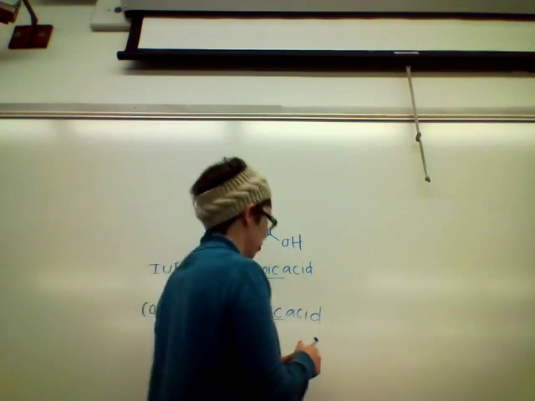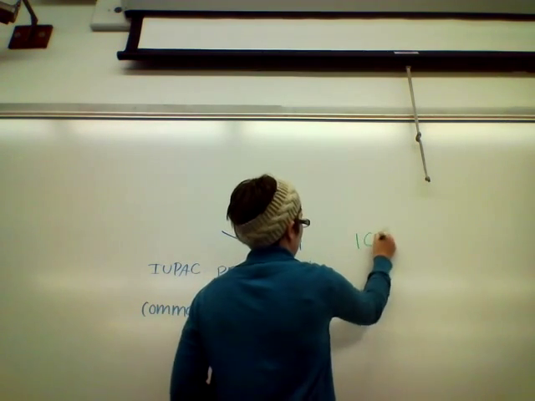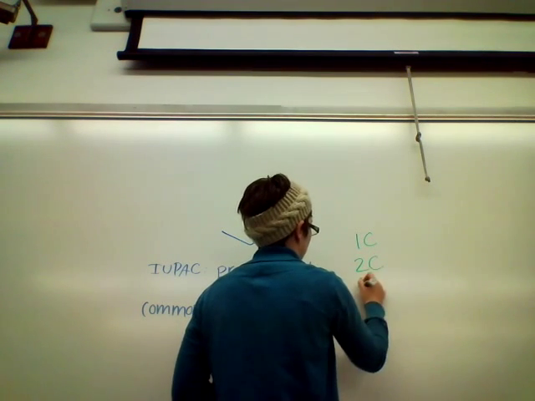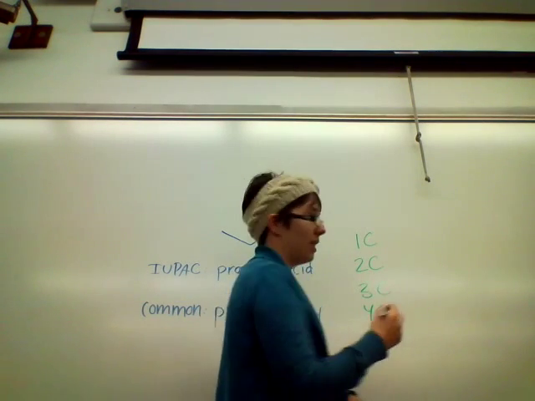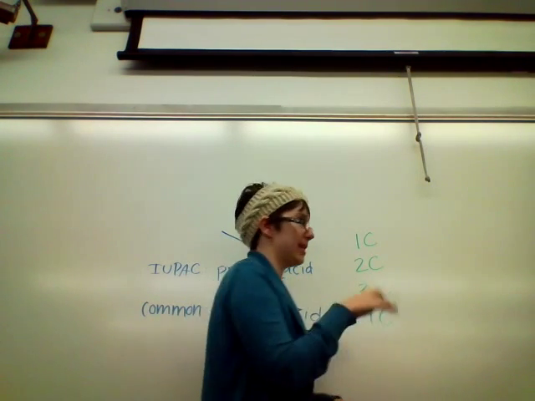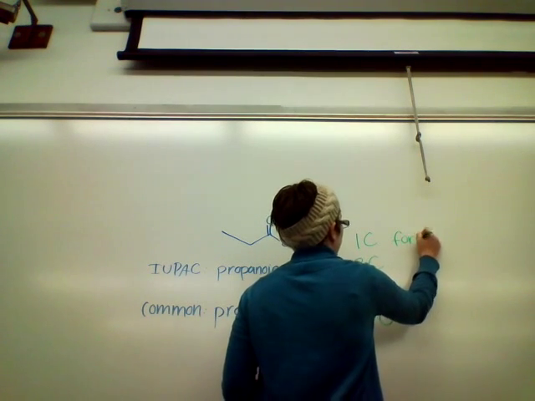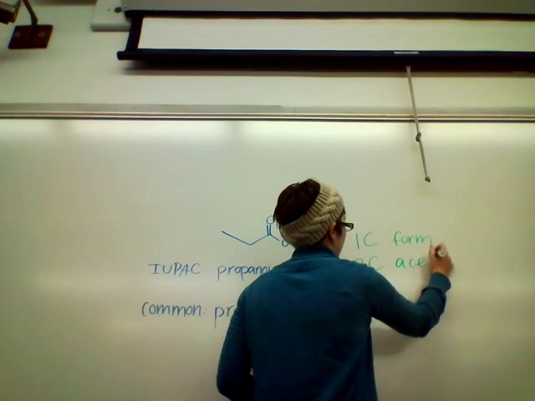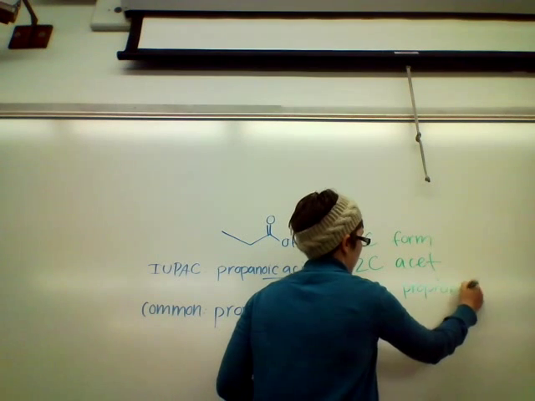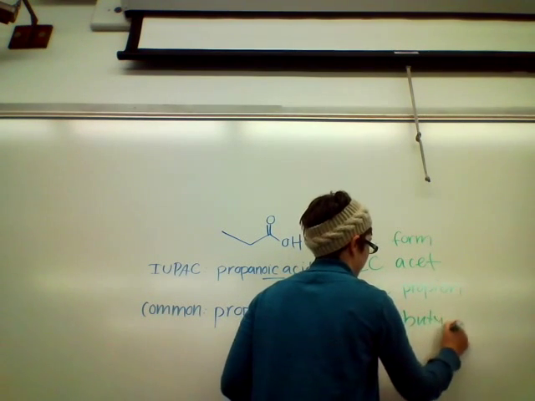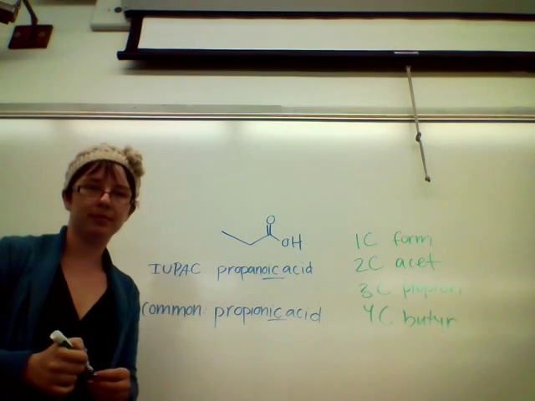And just as a refresher, there are 4 different prefixes that we are going to see for carbons 1 through 4, 1 prefix for each. And these are common prefixes. They're not the IUPAC ones. So for 1 carbon, we say form. For 2 carbons is acet. For 3 is propion. And for 4 carbons is butyr. That's why this is propionic acid.